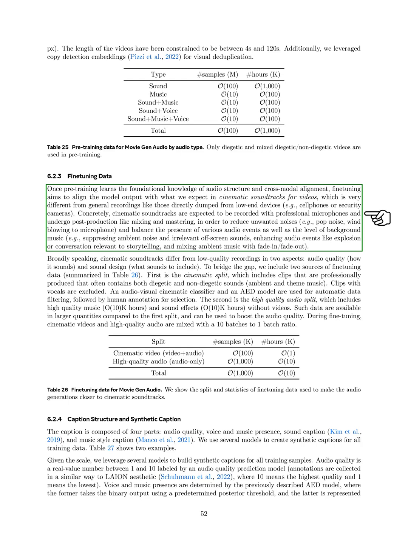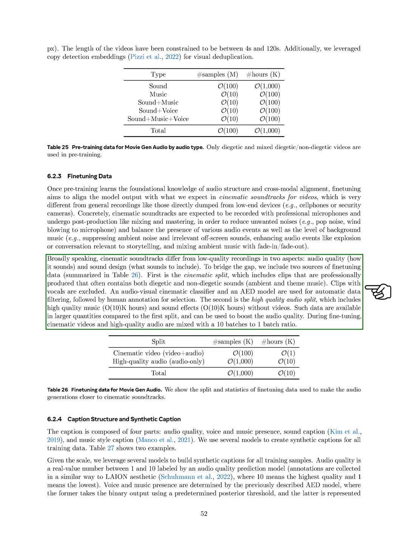For fine-tuning, we aim to align our model's output with the expectations for cinematic soundtracks, which differ significantly from general recordings. Cinematic soundtracks are typically recorded with professional equipment and undergo post-production to eliminate unwanted noises and balance audio events and background music. We recognize two main sources of fine-tuning data. The first is a cinematic split, which includes professionally produced clips with both diegetic and non-diegetic sounds, excluding those with vocals. We use an audio-visual classifier and AED model for automatic filtering, followed by human selection.